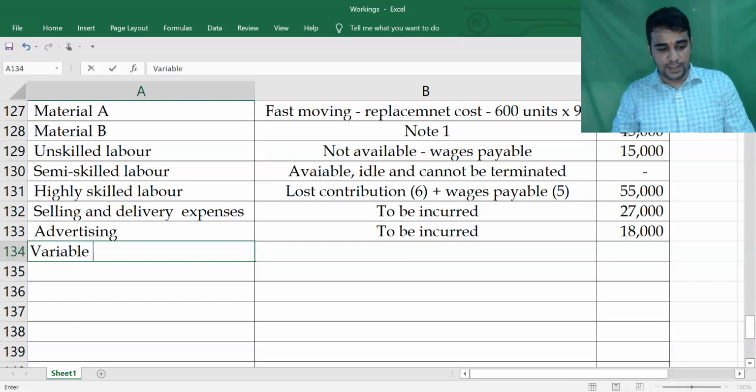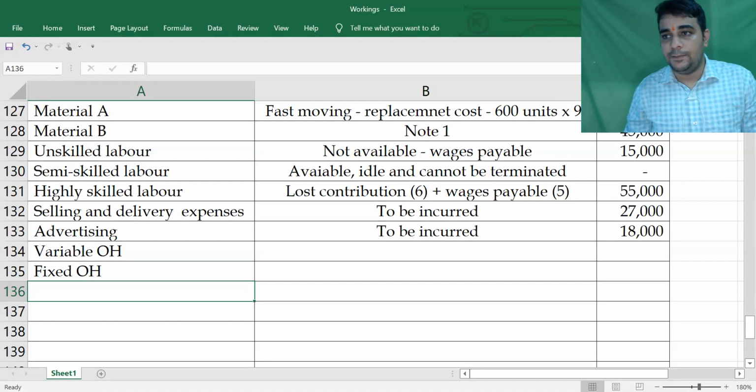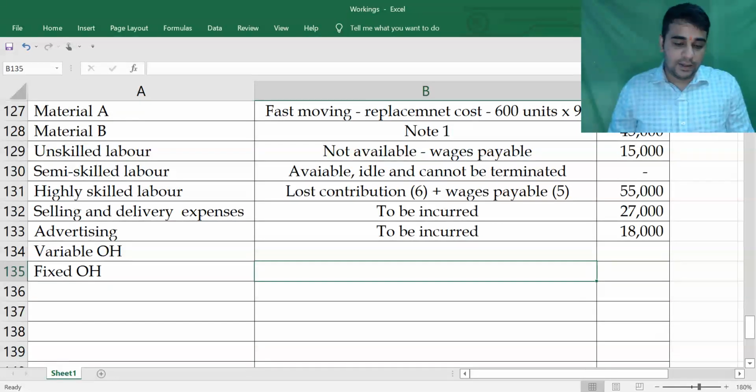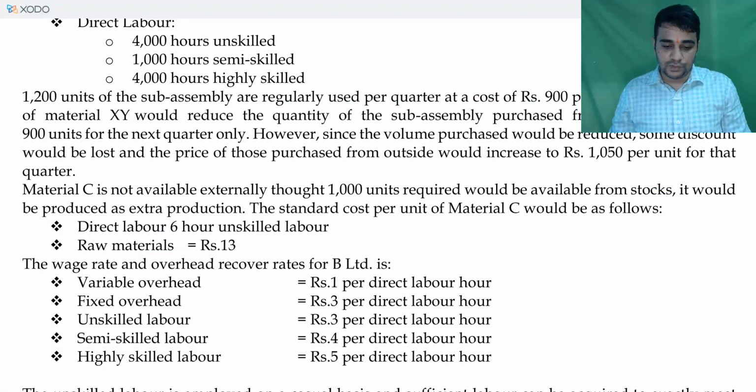So variable overhead, fixed overhead. This job needs how many labor hours all put together? 15,000. Doesn't matter whether it is relevant or irrelevant, because in that 15,000, 5,000 had a zero relevant cost. So that doesn't matter. 15,000 hours.